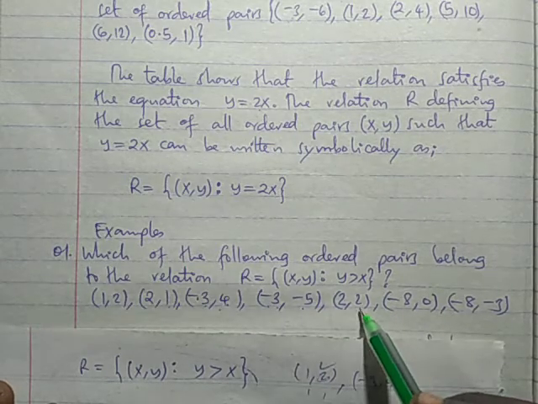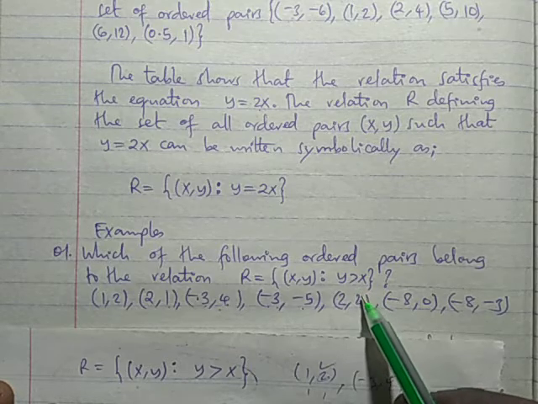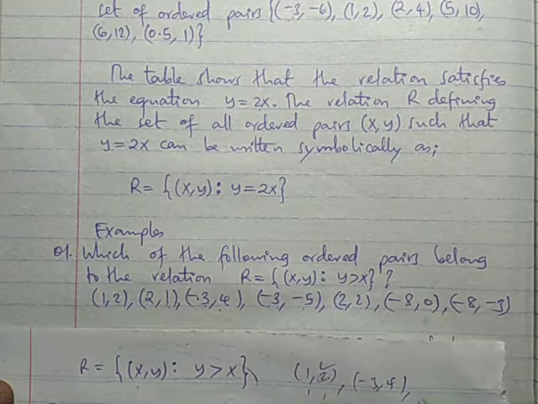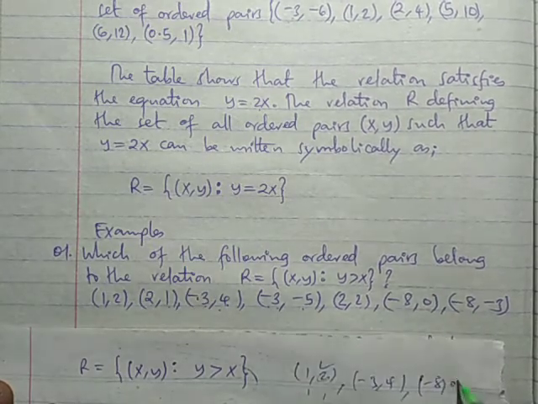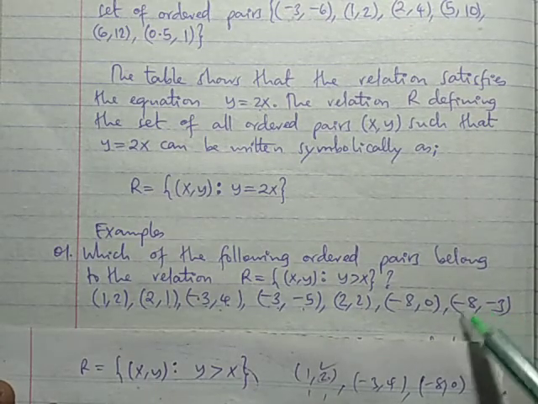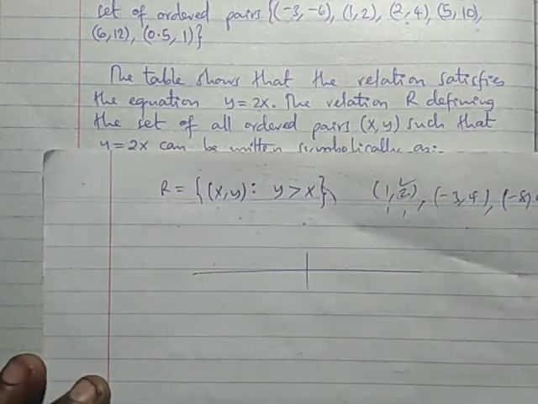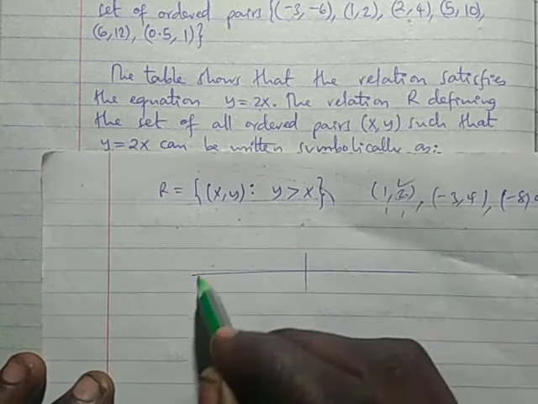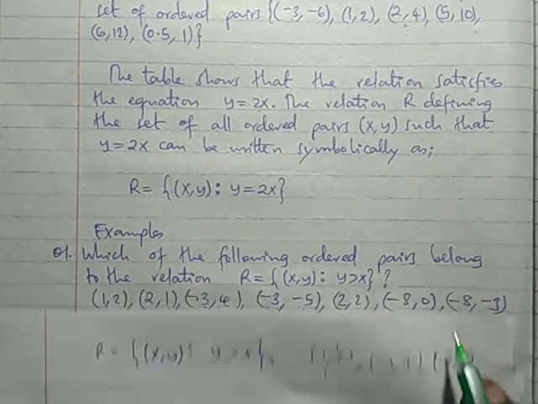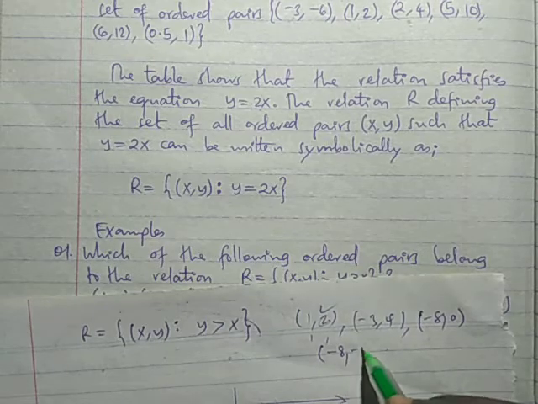Then 2, 2 are an equal. X is equal to y, but not y is greater than x. So this is not true. Negative 8, 0 is greater than negative 8. That is true. So negative 8, 0. And then finally, negative 8, negative 3. Negative 3 is greater than negative 8. Because when we are moving in the number line, from left to right, the numbers, they are increasing. In the number line, when we are moving from left, which is negative 8 to negative 3, the number, they are increasing. So tapata negative 3 is greater. So negative 8, negative 3.